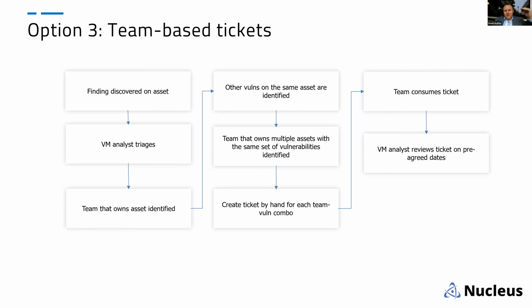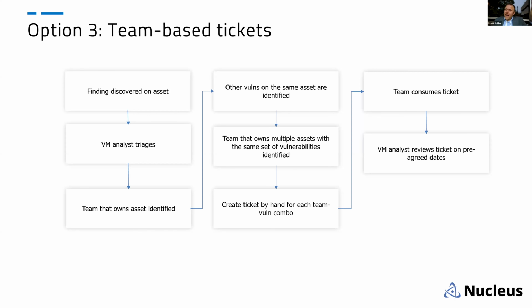We added another step. Finding gets discovered on an asset. Your VM analyst triages it. Now, instead of starting by asset, instead of starting by other vulnerabilities on the asset, you actually start by looking at the team that owns the asset that the vulnerability exists on. So it goes discovered, triage, identify the team. From there, then you identify the other vulnerabilities on the asset.